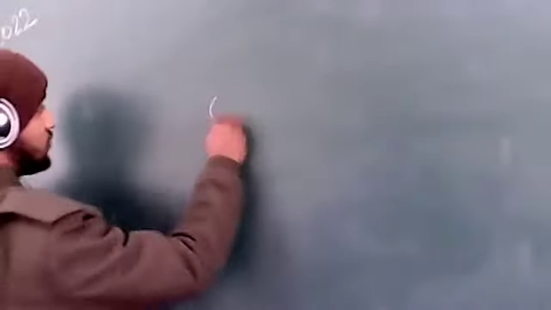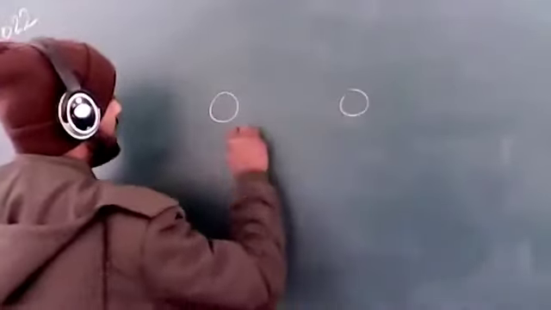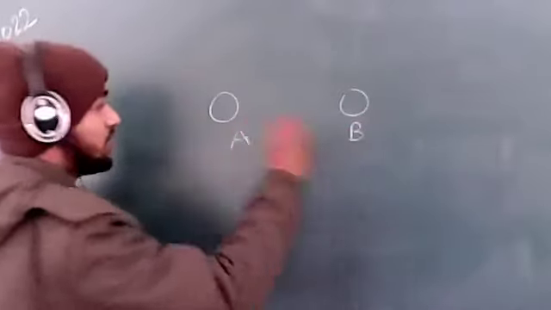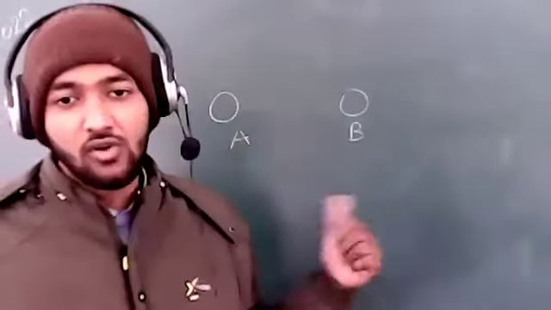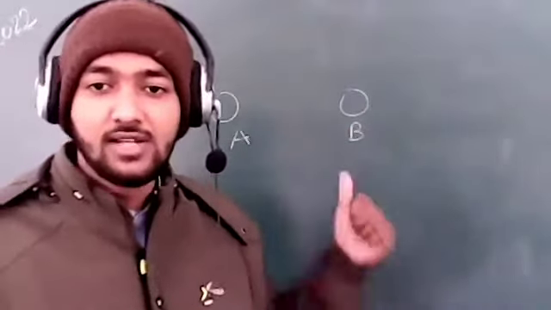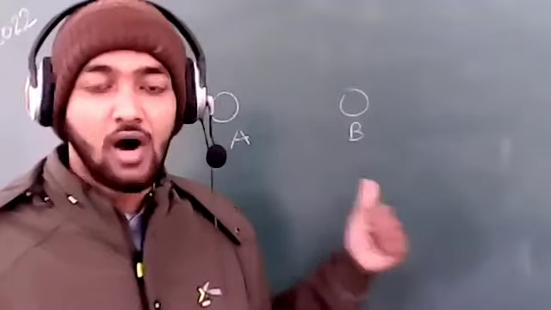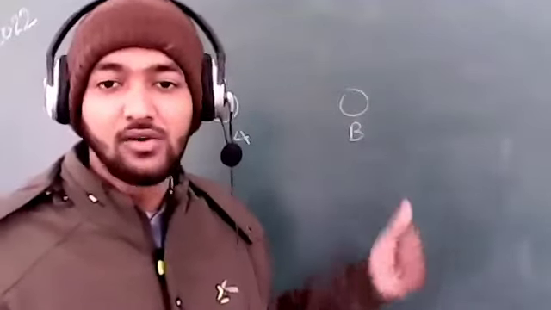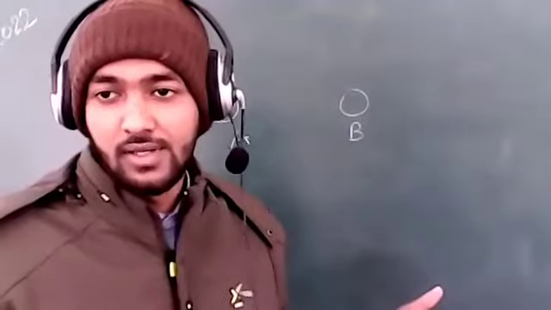Suppose there are two points A and B. If both have the same potential, charge will not flow. For the flow of charge, there should be a potential difference. And how does the charge flow? From higher potential to lower potential.